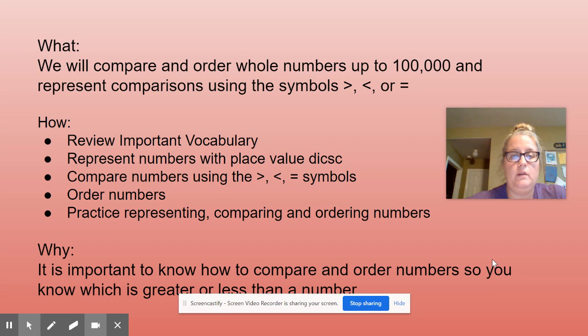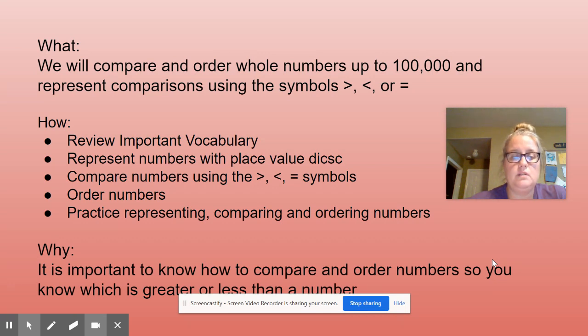Well, we're going to review important vocabulary. We're going to represent numbers with place value discs. So if you remember last week, we did this. We're going to compare numbers using greater than, less than, or equal to symbols. We are going to also order numbers. And then you are going to practice representing, comparing, and ordering numbers.